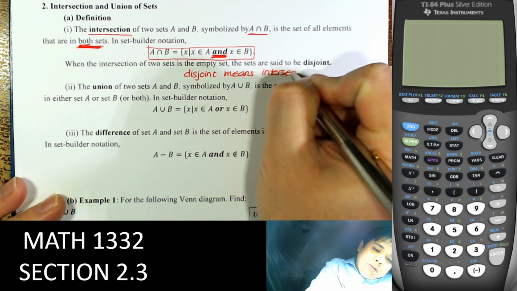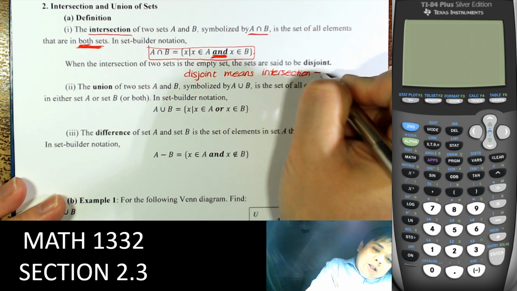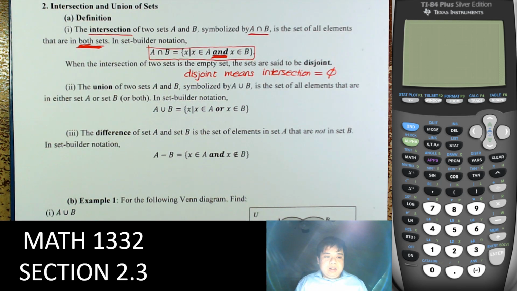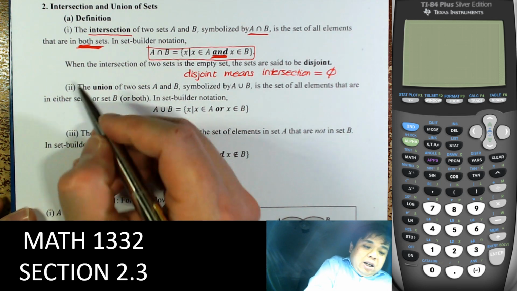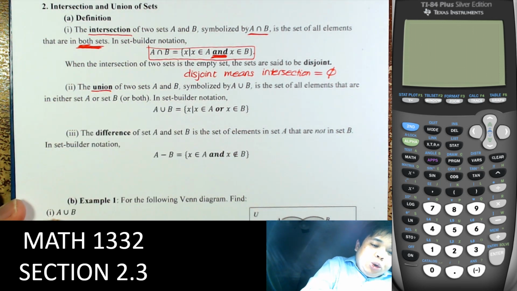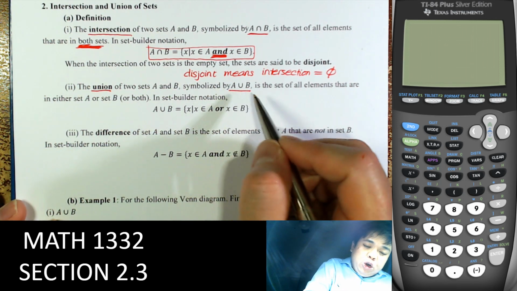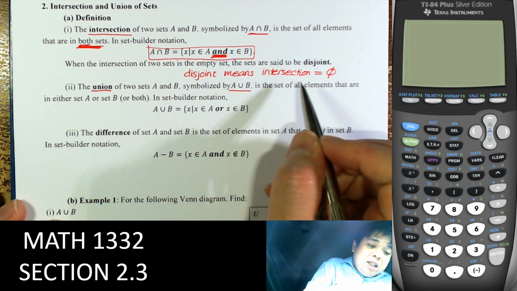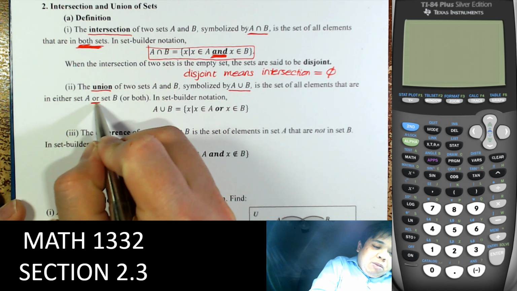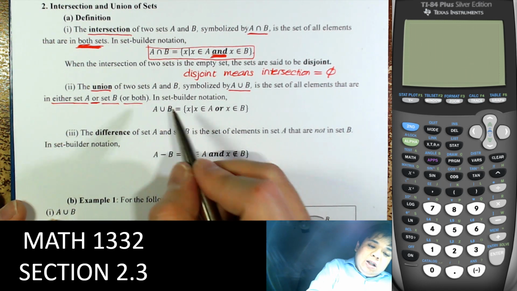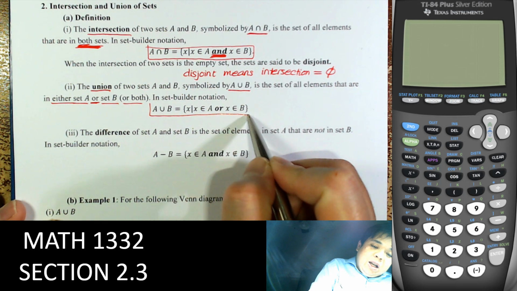Intersection is equal to an empty set, so they have nothing in common. That means they are disjoint. Right, next the union. Union, symbolized A ∪ B, is the set of elements characterized by either/or. So maybe in A, maybe in B, or could be both. So we write as follows.